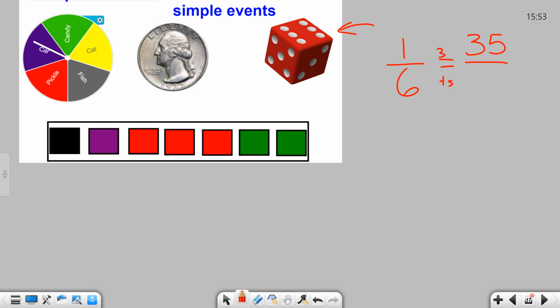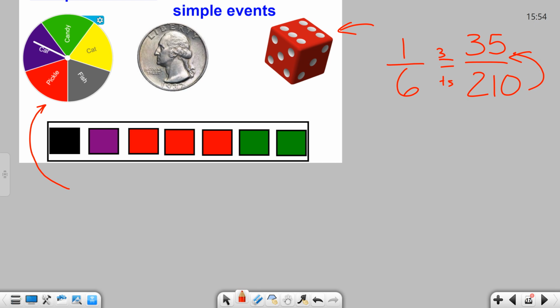Okay? Or you can just undo it like a fraction, and you're just going to multiply and divide, and you're going to get 210. I'd expect to have to do that about 210 times to get 35 threes. All right, let's try it again.